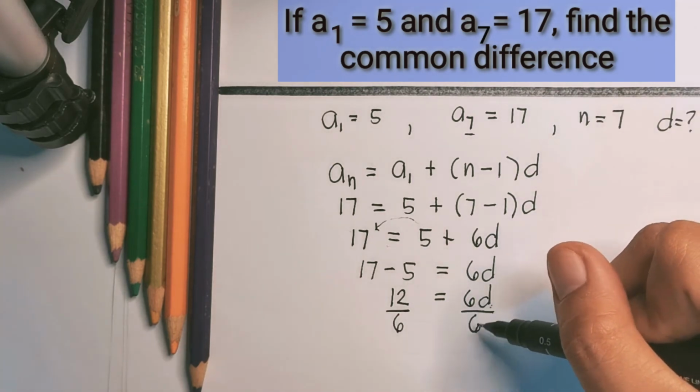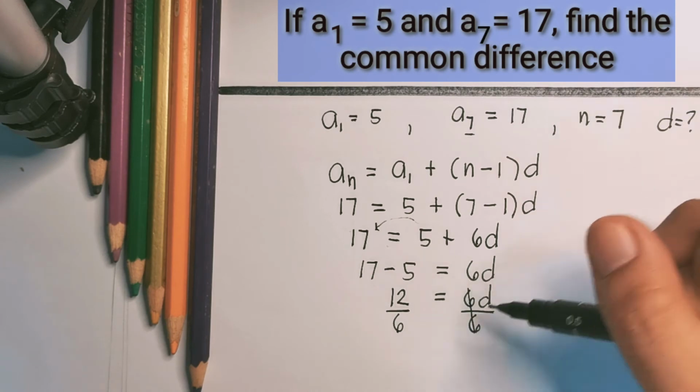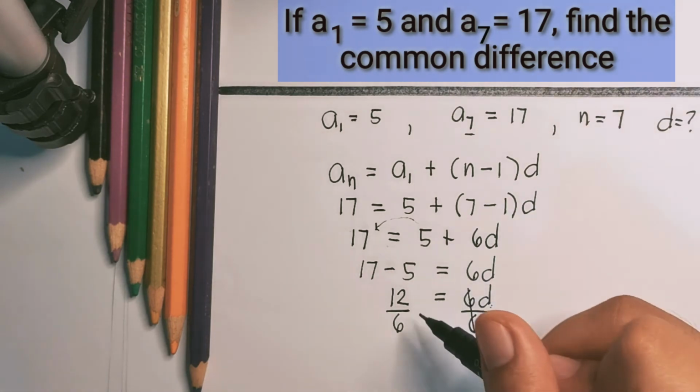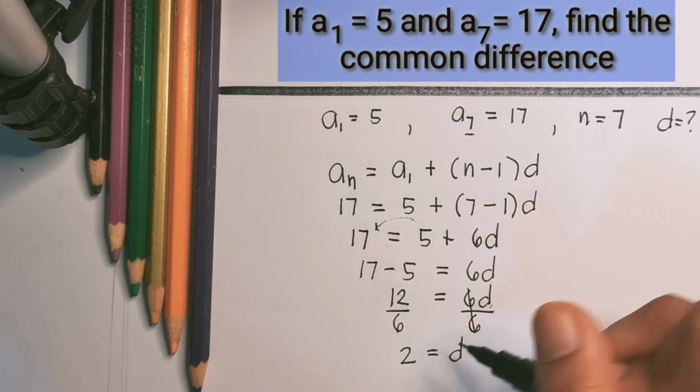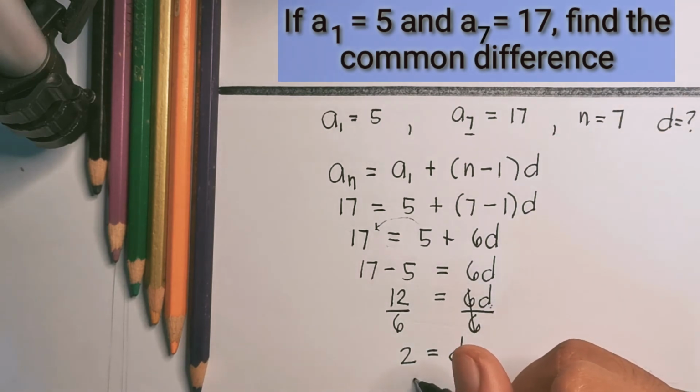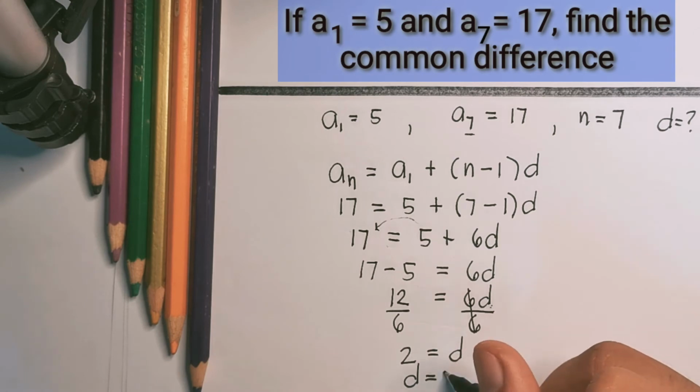Dahil 6d divided by 6 ay d, or we can cancel that. So, 12 divided by 6, 2 equals d. Or, simply, the common difference is equal to 2.